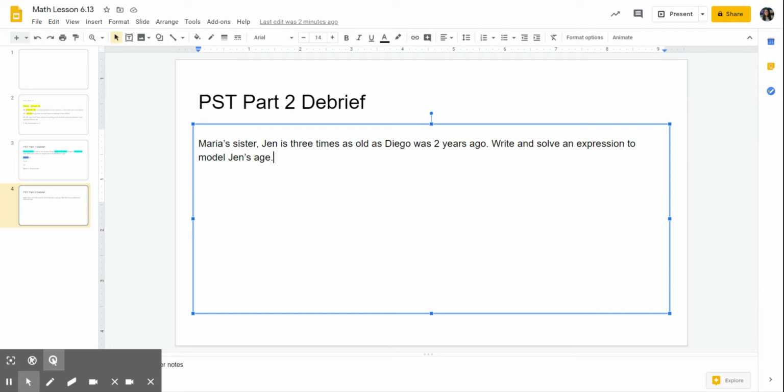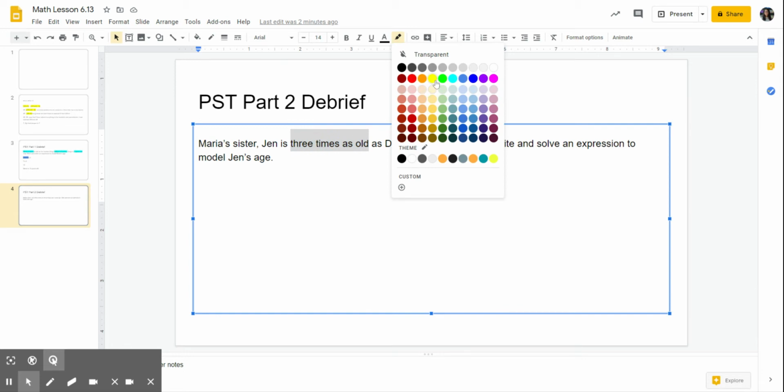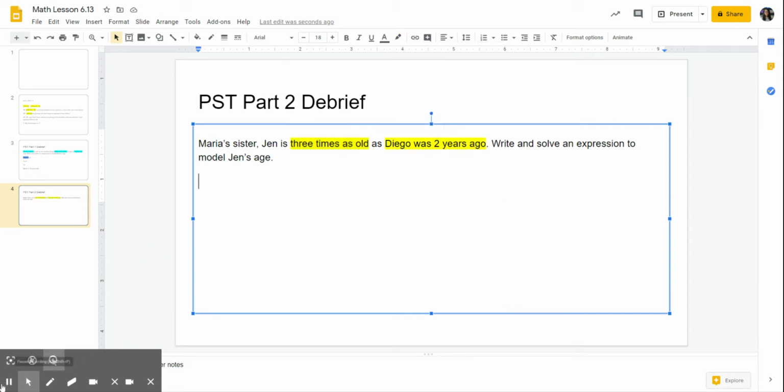So Maria's sister Jen is 3 times as old as Diego was 2 years ago. So here we know that we're trying to find Jen's age. We know that she is 3 times as old as Diego was 2 years ago. So I'm going to highlight that as well. Okay. So we should also notice here that we do not need to know Maria's age in order to solve this. So that is not important information.